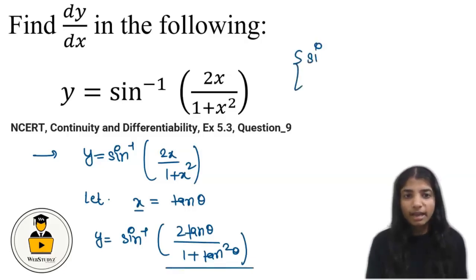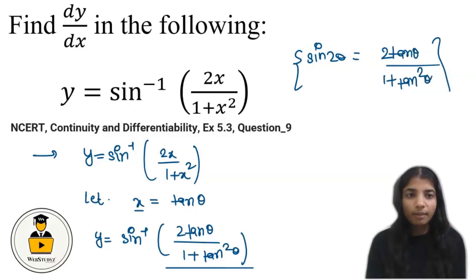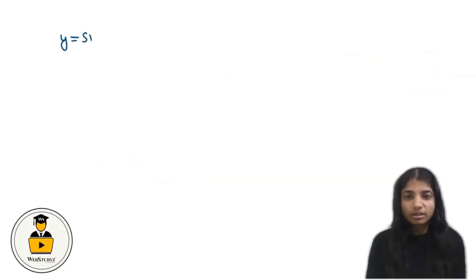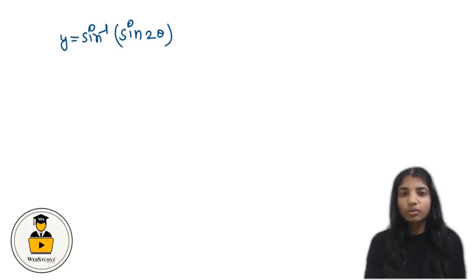We know that sine of 2 theta equals 2 tangent theta divided by 1 plus tangent square of theta. So 2 tangent theta divided by 1 plus tangent square of theta can be written as y equals sine inverse of sine 2 theta. Now here sine inverse and sine cancel, so we get the value of y equals 2 theta.